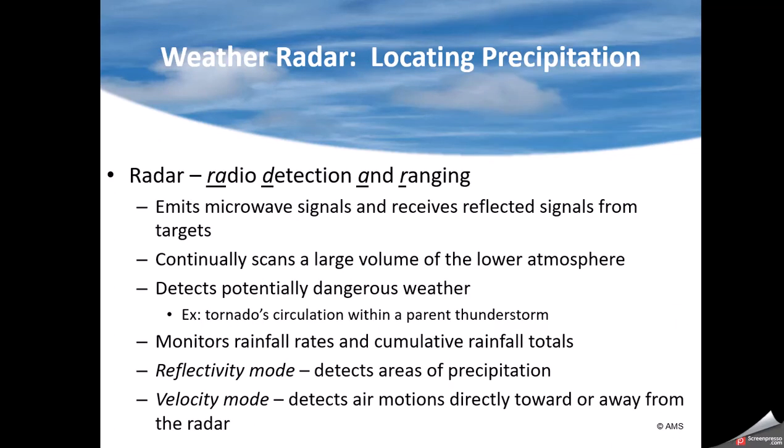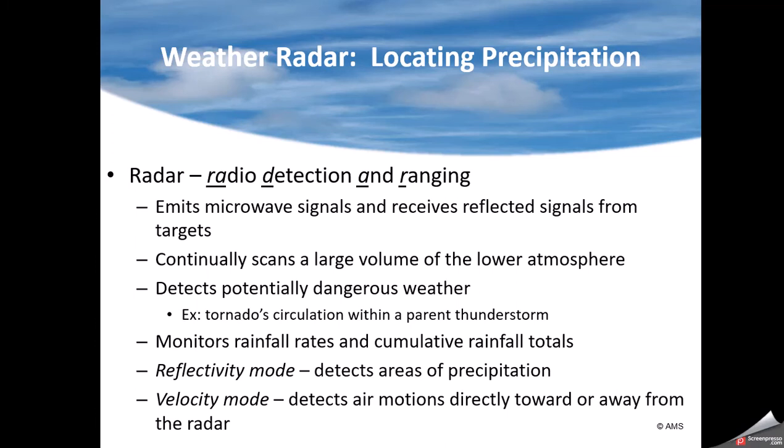So how do we detect precipitation? Radar. It's radio detection and ranging. All it is is sending microwave signals out. And some people get concerned that they're really seeing a huge amount of radiation coming out of radars. Well, guess what? The total amount of radiation that comes out of a radar, if you were standing down on the ground next to it, is less than you would receive if you stood by a microwave.